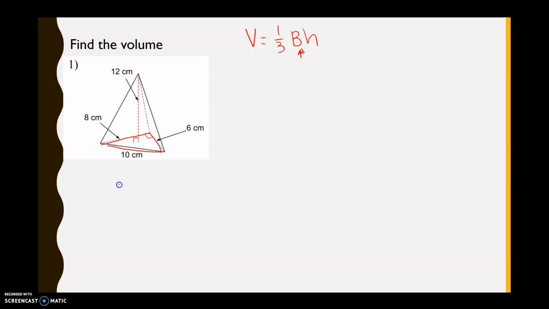So if I take it out, it looks like this. There's my right triangle. This side is 8, this is 6, and this is 10. So it's actually a Pythagorean triple here. I want to find the area of that triangle.